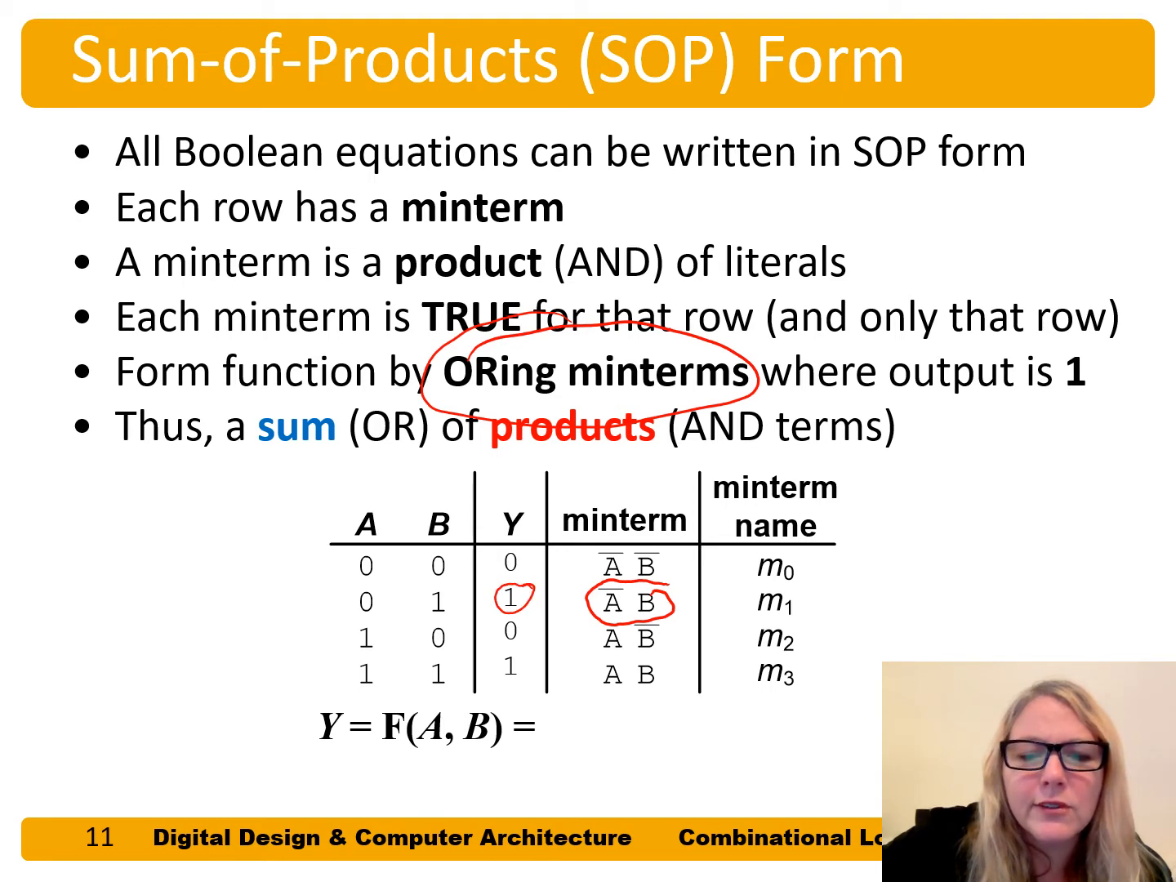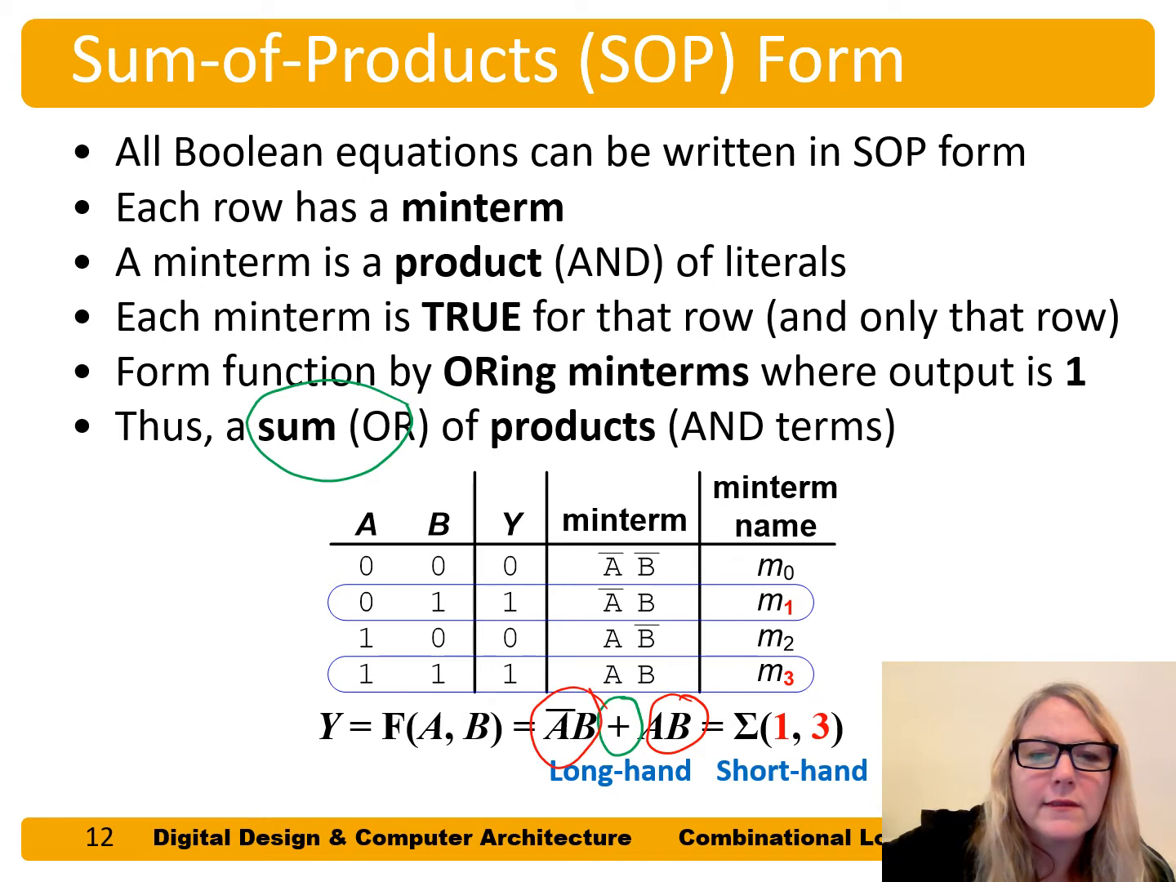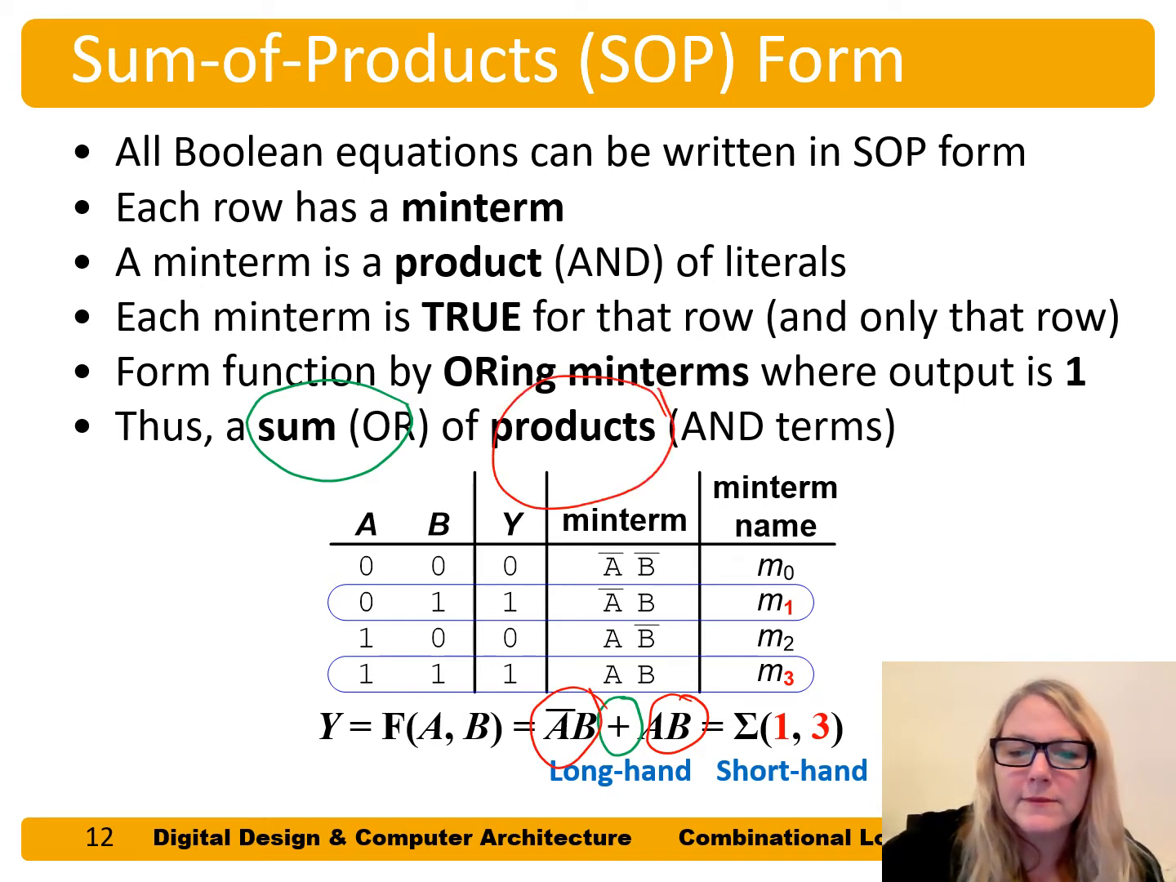So in this case, we would have two terms ORed together. We'd have y as a function of a and b, which is a bar b, or we could have the other case, A and B. And so this is an OR, our sum, here's our OR, our sum of products, our AND terms, our min terms.